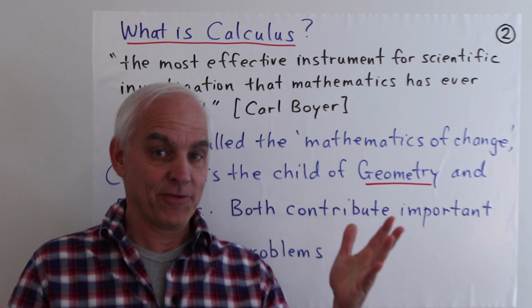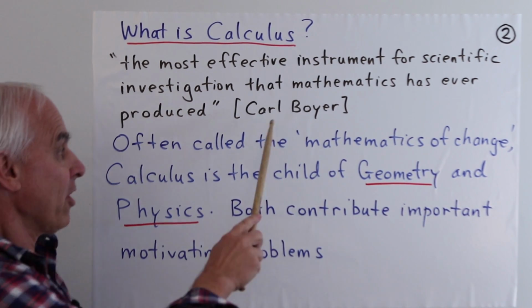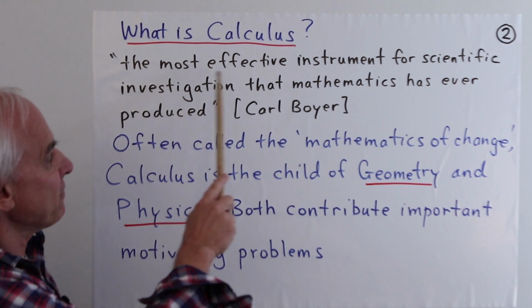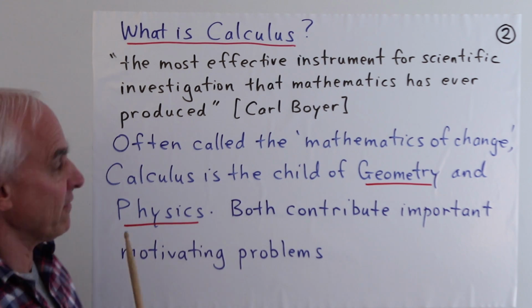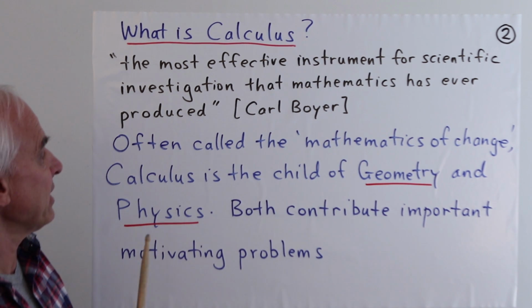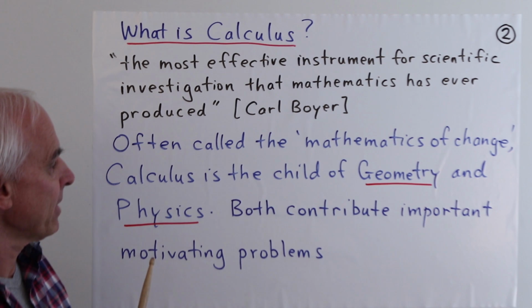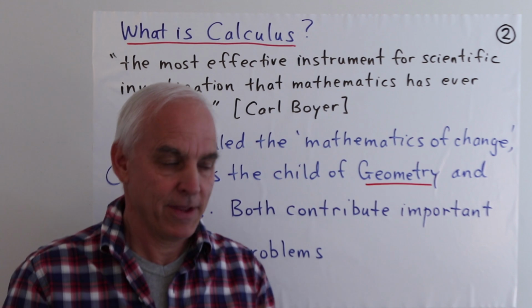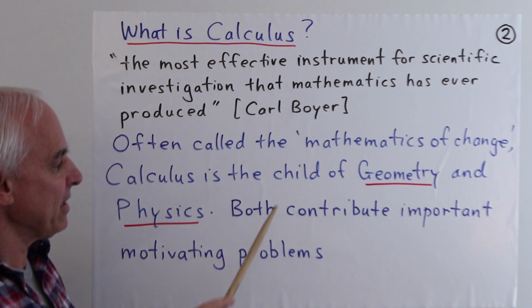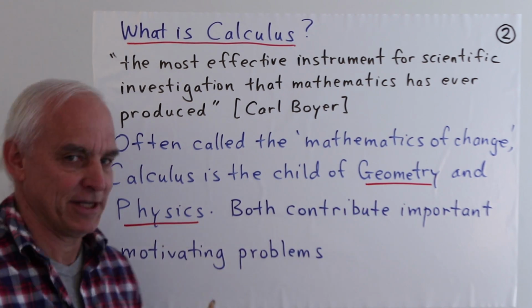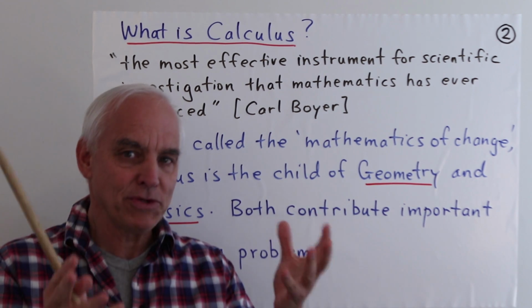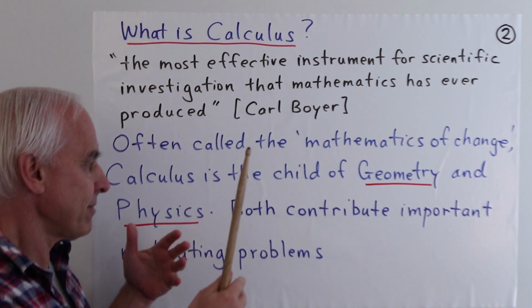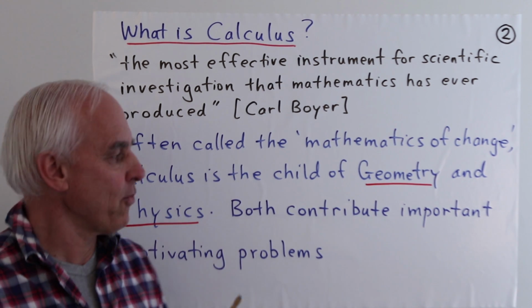So what is calculus? Well, according to Carl Boyer, who is a prominent historian of mathematics, it's the most effective instrument for scientific investigation that mathematics has ever produced. It's often called the mathematics of change. And we're going to think about it as being the child of geometry and physics. It has roots in both of these illustrious subjects and combines them in a very interesting way.